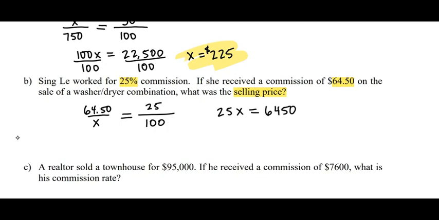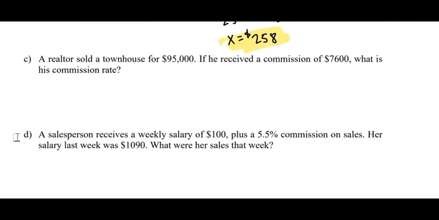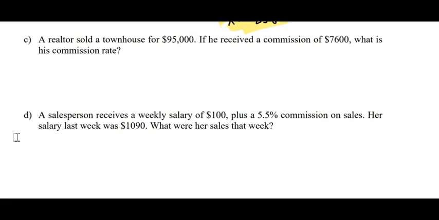Okay, so 25x using cross product, 25x equals 6,450, and then divide by 25 both sides. You will have x equals 258. Must be a really old book. $258 for both washer and dryer. All right. Okay. Couple of more commission problems.